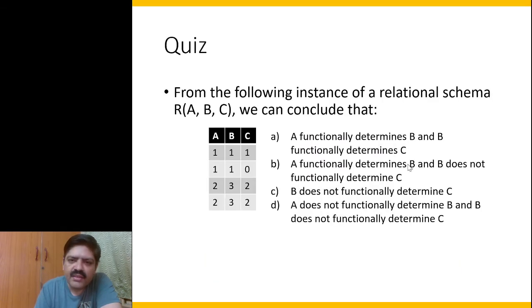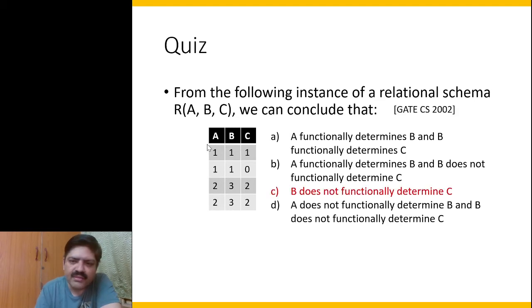Here is a question for you. From the following instance of relational schema R, can we conclude that A functionally determines B and B functionally determines C, A functionally determines B and B does not functionally determine C, and so on? Take a minute, pause this video, and work this out for yourself. If you are done, unpause this video now.